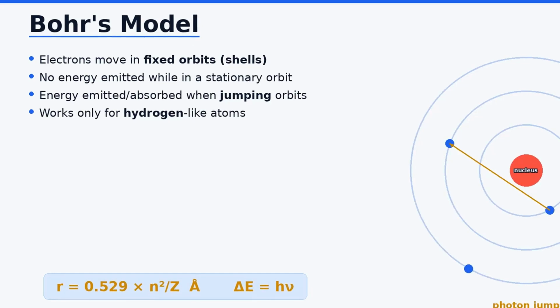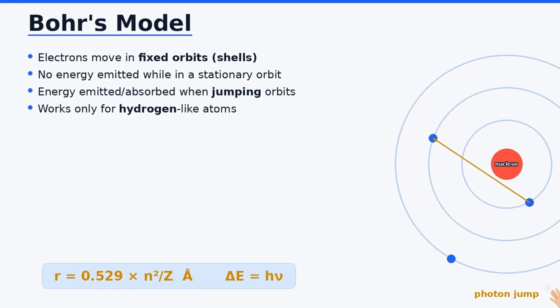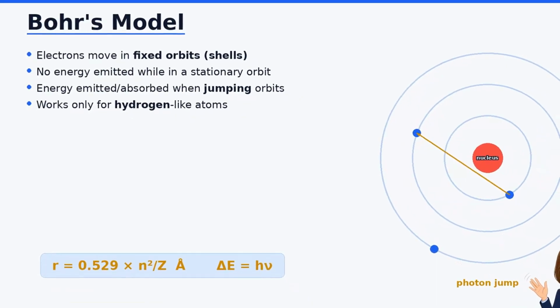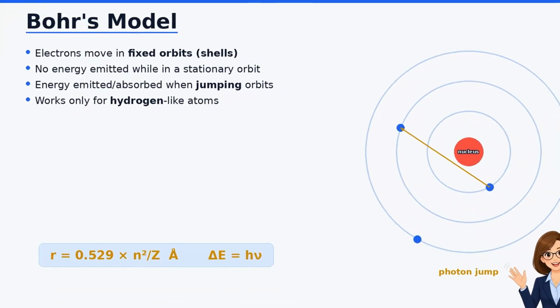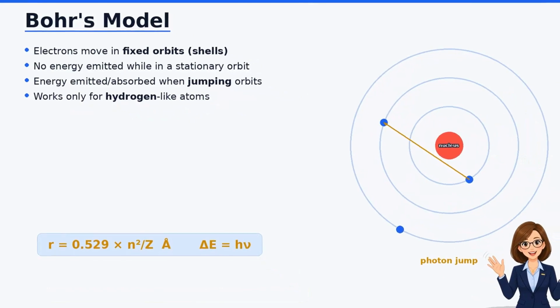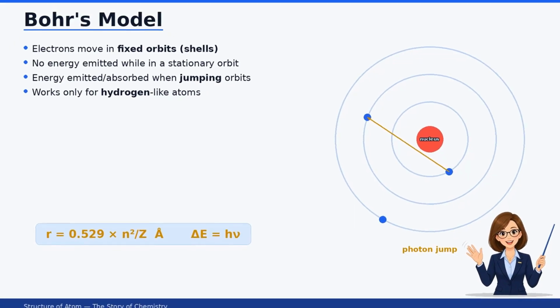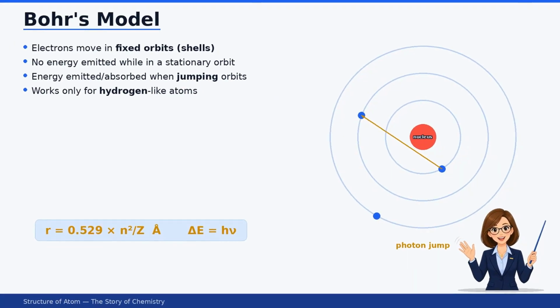Niels Bohr then suggested that electrons move in fixed, stable orbits around the nucleus. Energy is only absorbed or released when an electron jumps between orbits. This model beautifully explained the hydrogen spectrum. But it only works for hydrogen-like atoms with a single electron. The story wasn't finished yet.